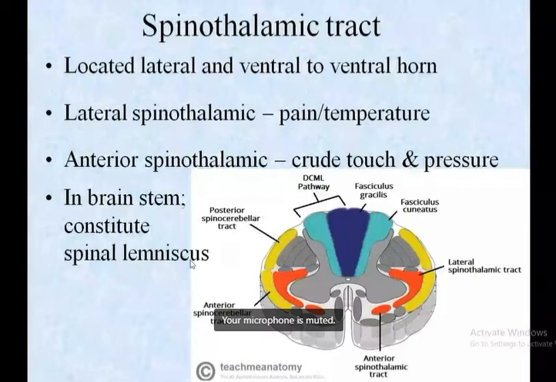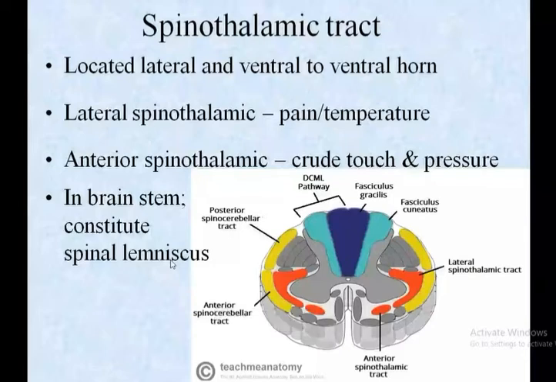So what is this lemniscus system? We also should have an idea. Okay, medial lemniscus is simply the crossed fibers of the dorsal column pathway, and spinal lemniscus is the higher part of the spinothalamic tract. Spinothalamic tract, when it ascends even higher up to the brainstem and combines with the spinotectal tract, is now known as spinal lemniscus. Okay.